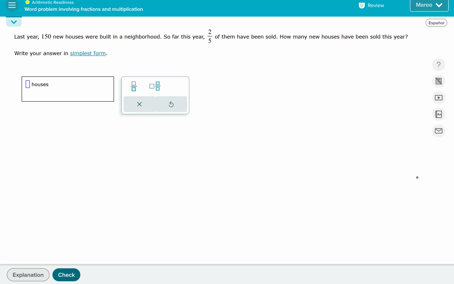So there's that "of". So it's 2/5 of 150. We're just going to go ahead and multiply 150 by 2/5. And again, we'll divide by the denominator to get 30, times 2 is 60. So 60 houses were sold.